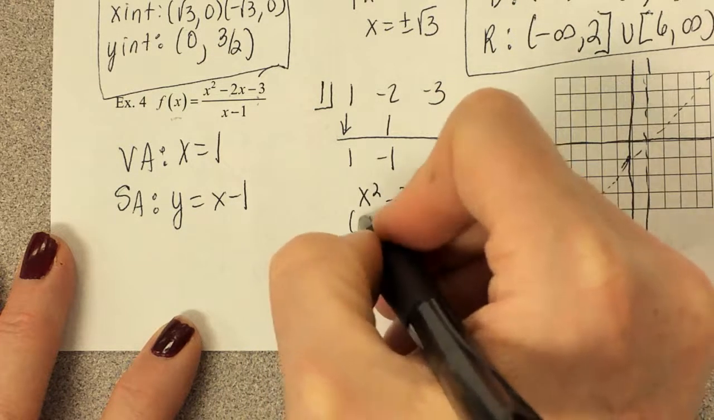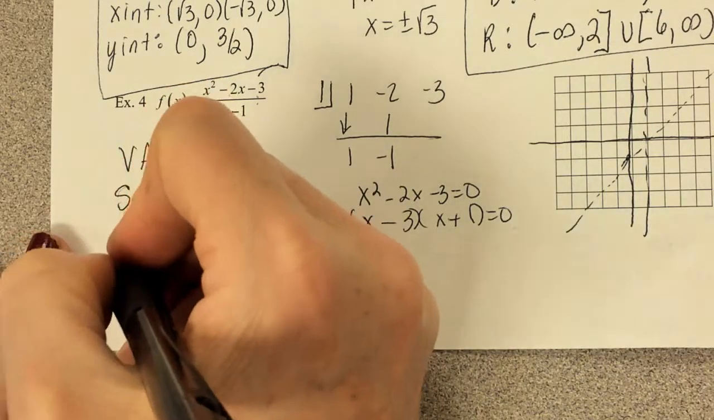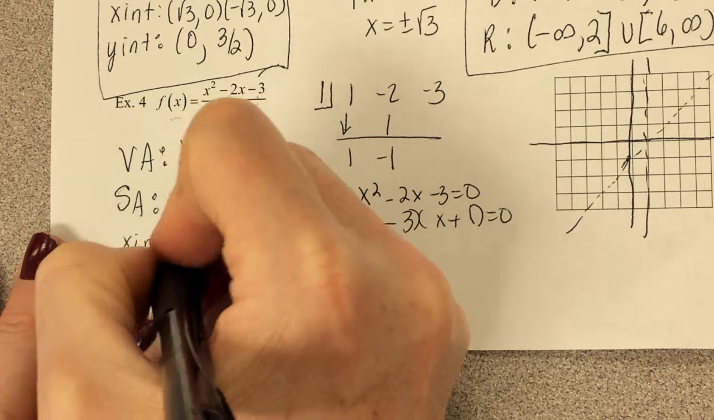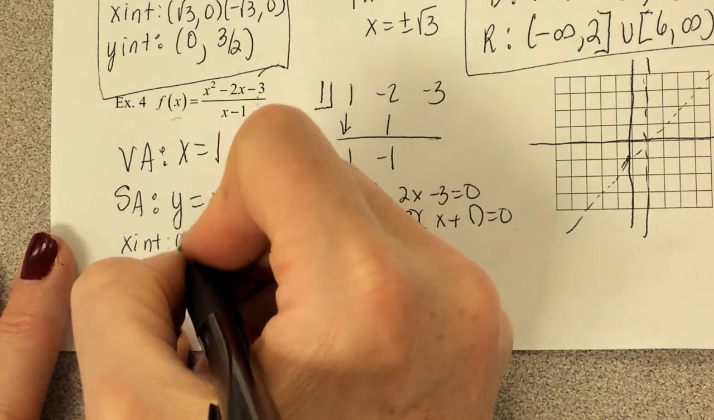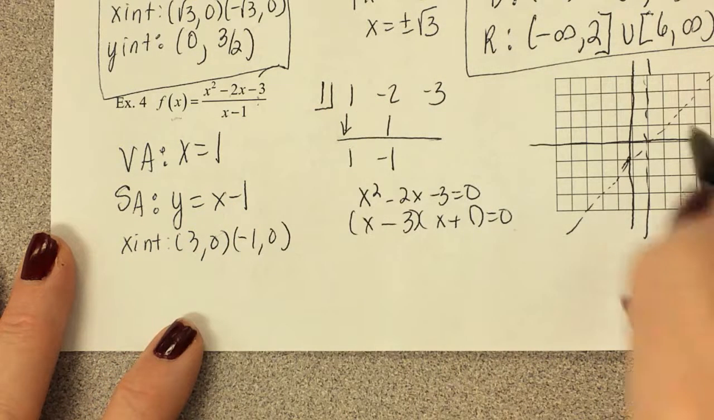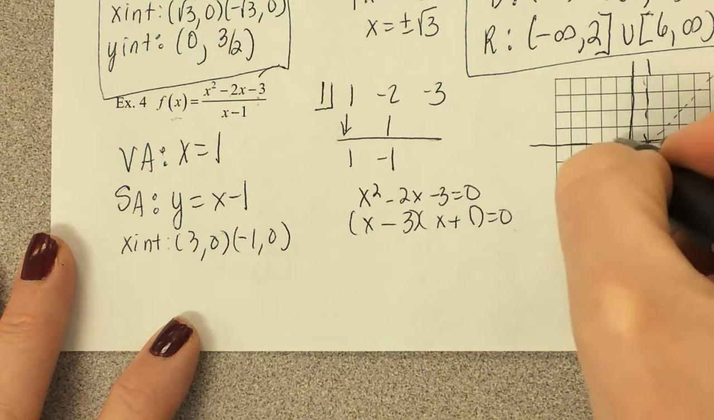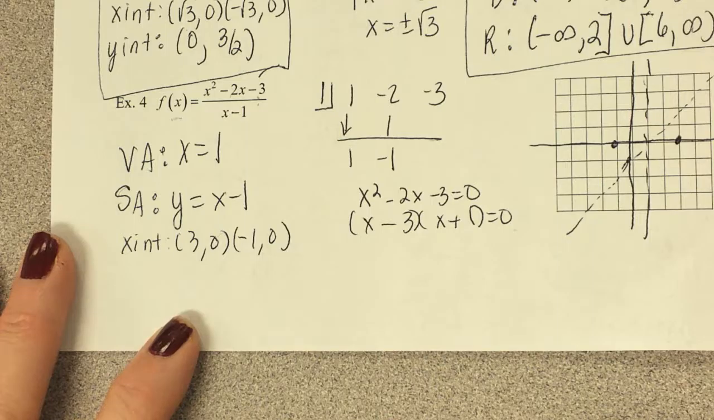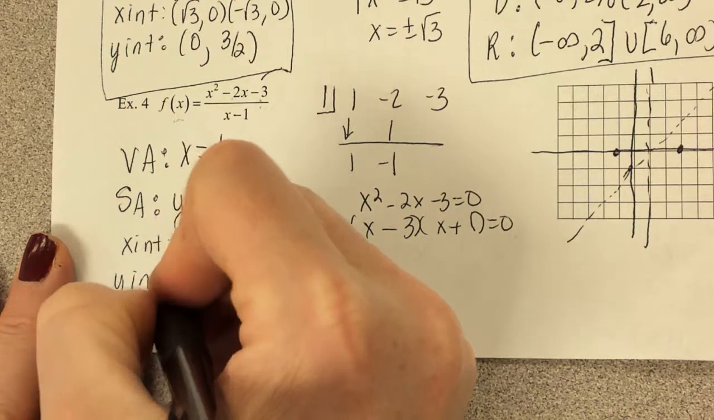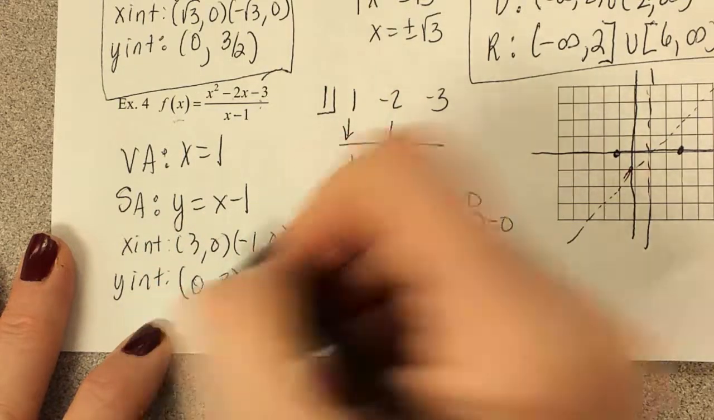So this can be factored. That's always nice. So our x-intercepts then are going to be at (3, 0) and (-1, 0). Let's put those in there. Okay, so we got that. Let's go ahead and find the y-intercept. Plug in 0 for x, we get 3 for y.